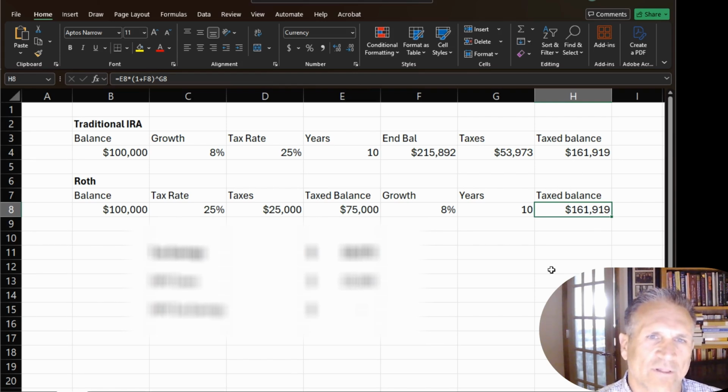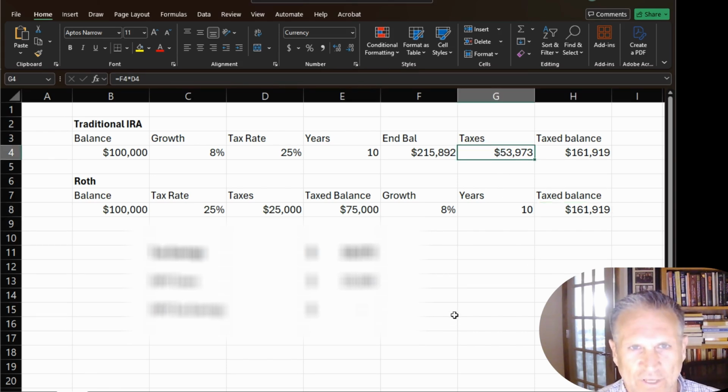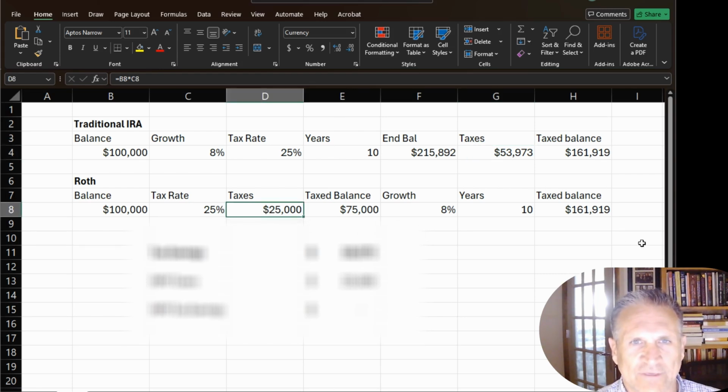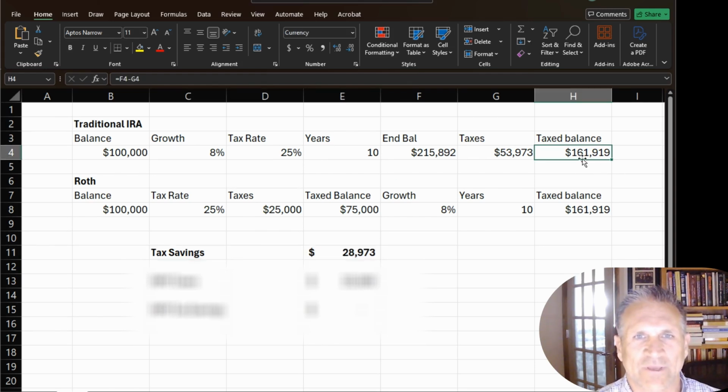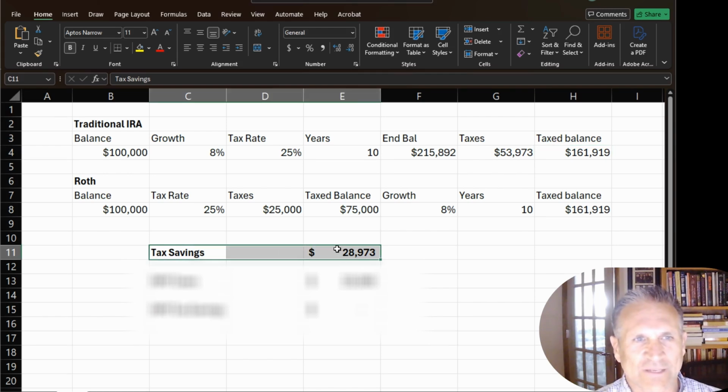Here's where well-intentioned people maybe go a little bit wrong. Notice that my tax bill with the traditional IRA is $54,000. Tax bill with the Roth is $25,000. So I saved $29,000 in taxes, didn't I? No, you didn't. This is an even keel analysis. This is a six of one, half a dozen of the other. There is no better answer. It is the same answer because my end result is the same. Again, well intentioned, but incorrect.